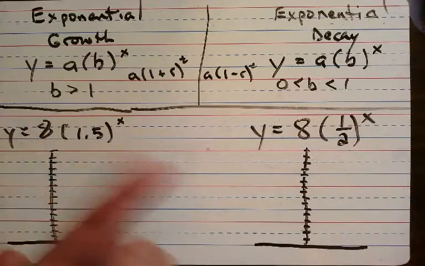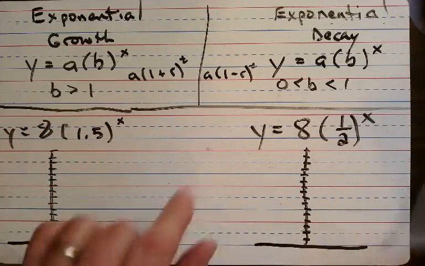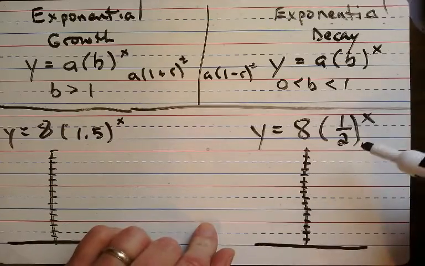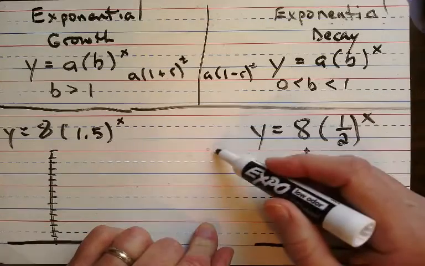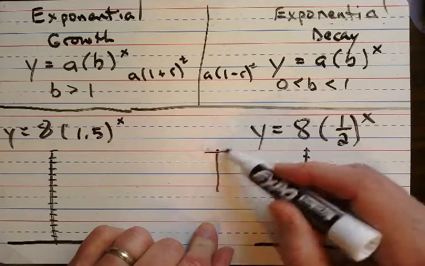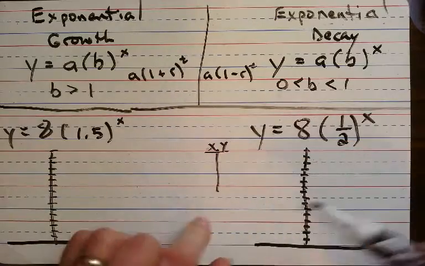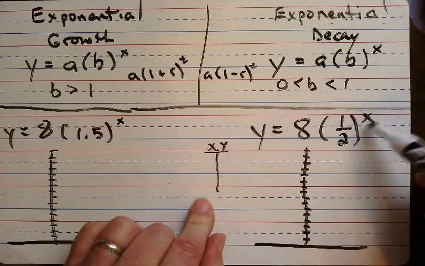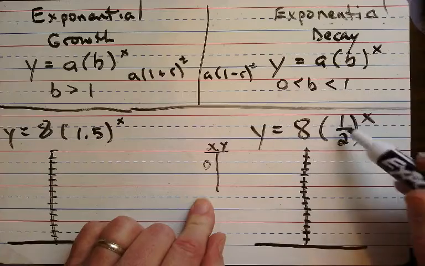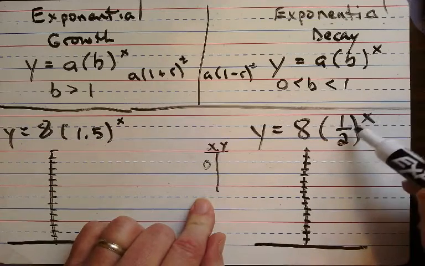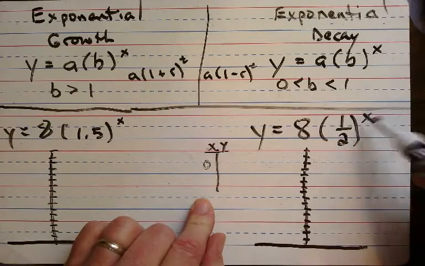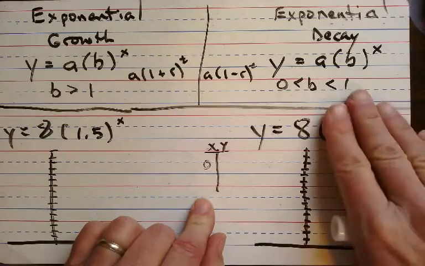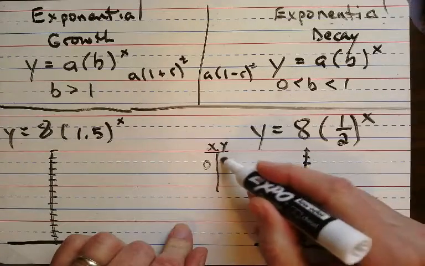So how do they look? How can we graph these guys? Well, we could make a little table like this, and I'll show you how to do it on your calculator. But if you put 0 in, 1/2 to the 0 power, you remember that anything to the 0 power is 1, so this would be 1 times 8. That'd be 8.